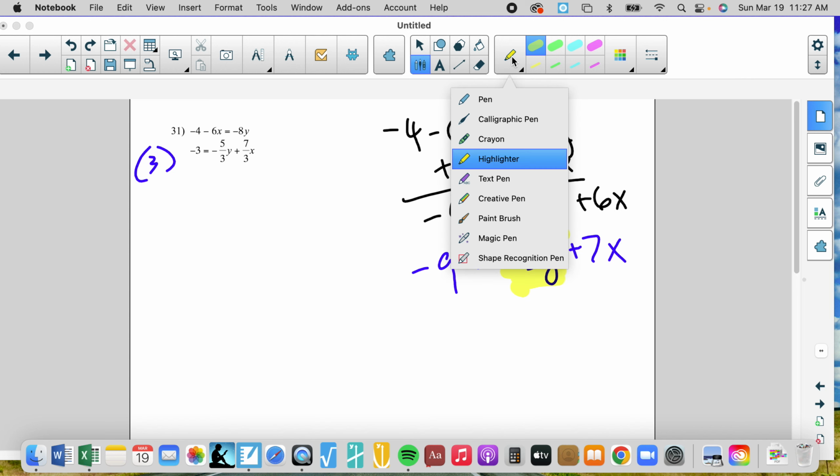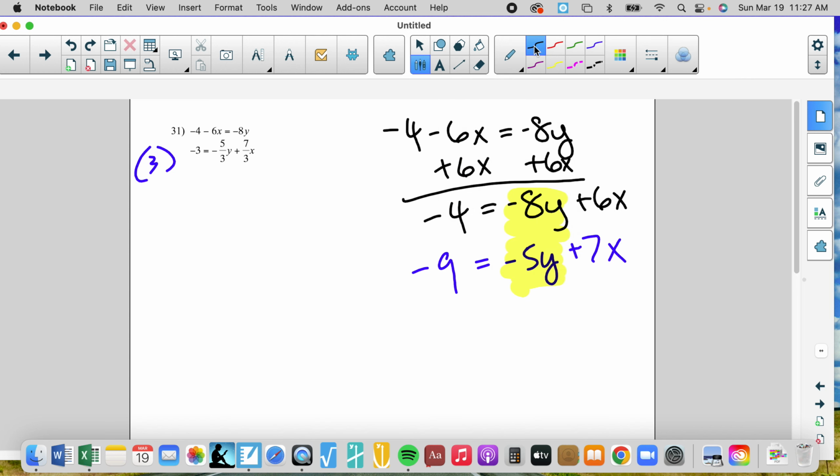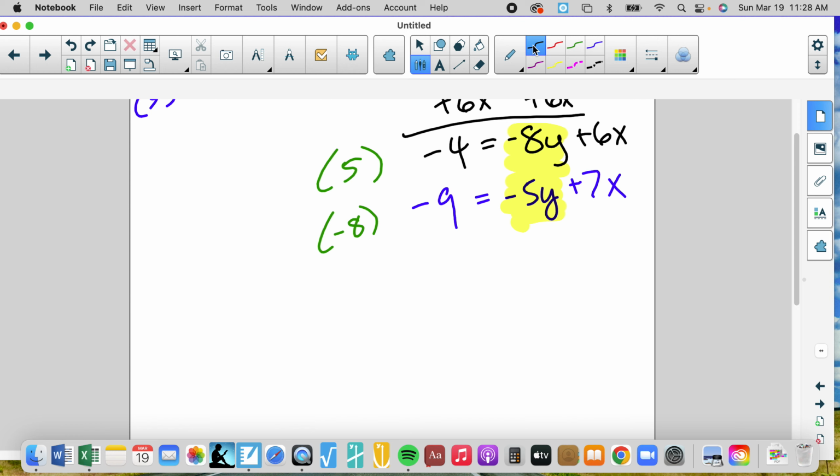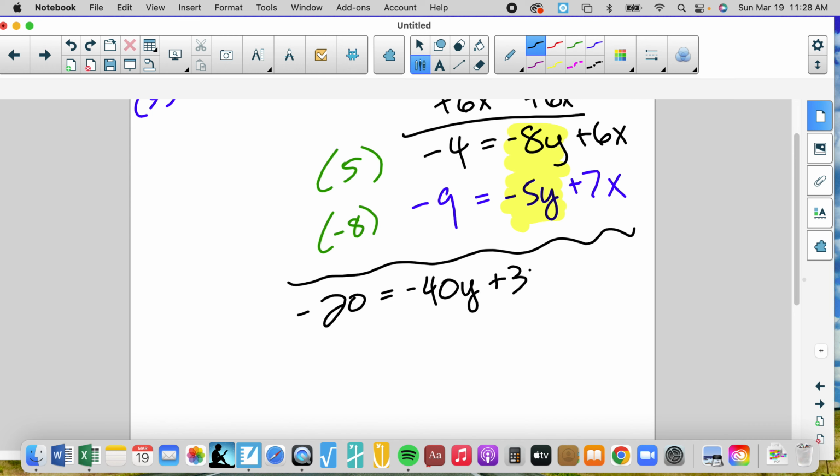So if I multiply the top by +5, that would give me -40y. And how do I get +40y? By multiplying the bottom by -8. So I'm recreating equations again. So this is a major double. Let's write the equivalent by multiplying everything in the top equation by 5. That gives me -20 equals -40y plus 30x.